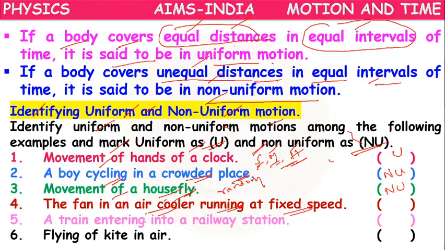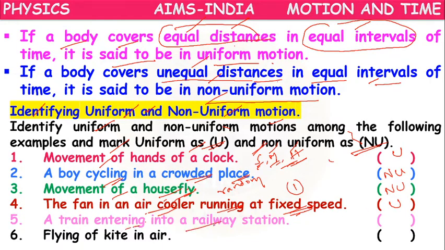The fan in an air cooler running at a fixed speed. For your air cooler, you can change the speed to 1, 2, 3, 4 like that, but as long as it is at one particular fixed speed, its movement will be constant. So it is uniform motion.